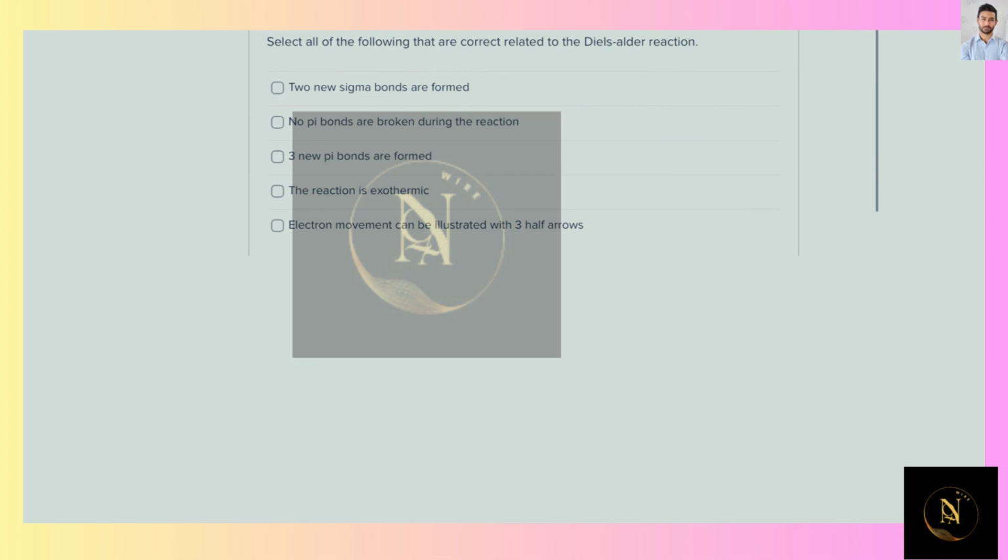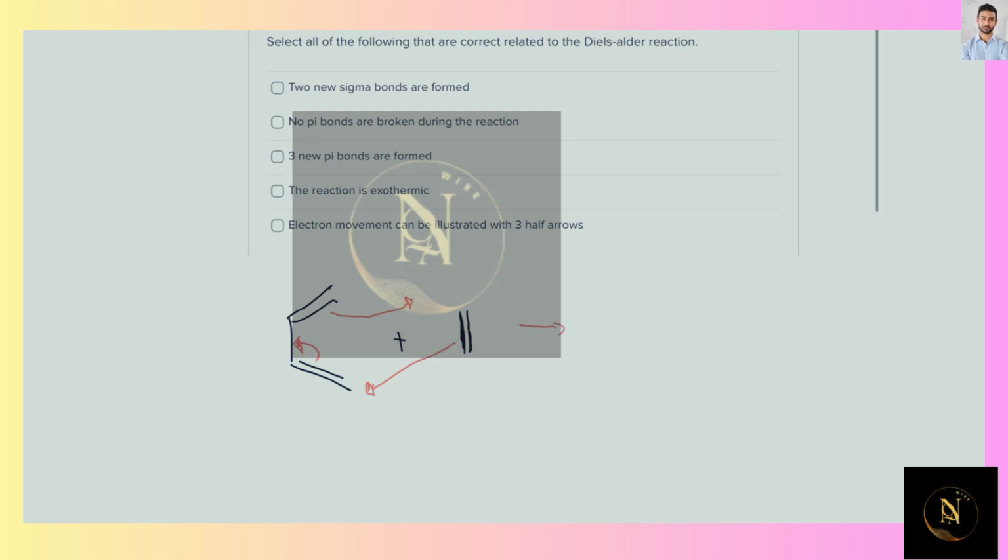Hi, so over here we're going to select all of the following that are correct related to the Diels-Alder reaction. So remember that the Diels-Alder reaction is going to be in between a diene plus a dienophile, in which the electron movement is going to be as follows. We're going to have a pair of electrons going over here to generate a double bond, a pair of electrons moving over here, and another pair of electrons generating an extra bond.